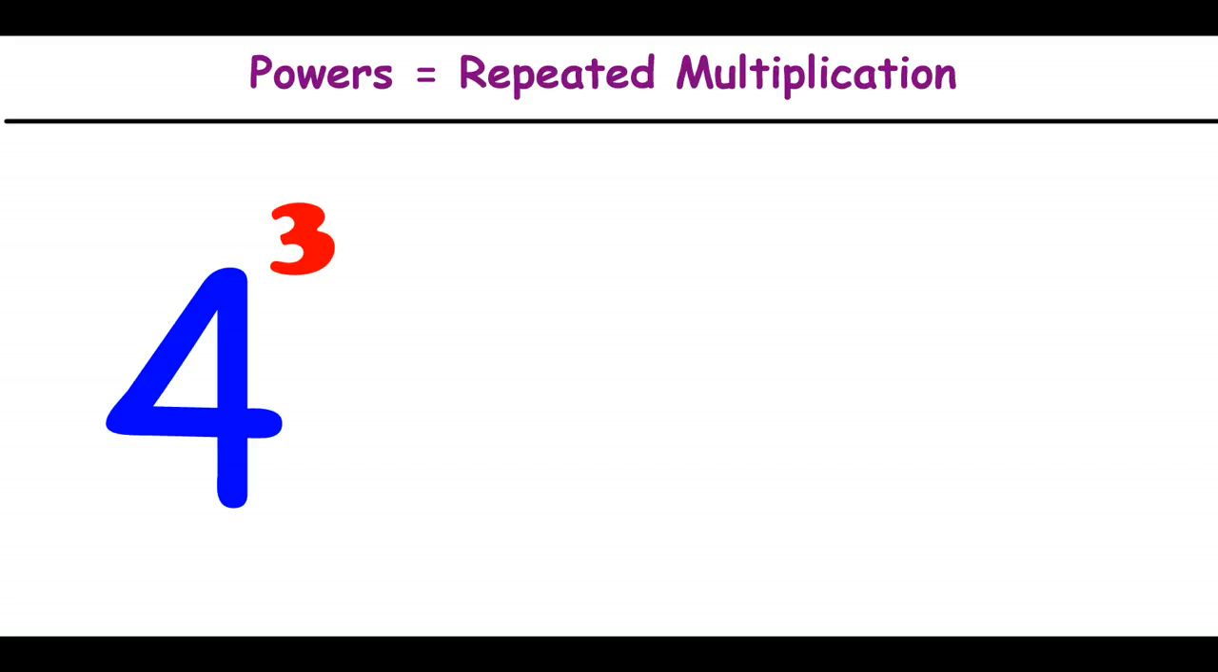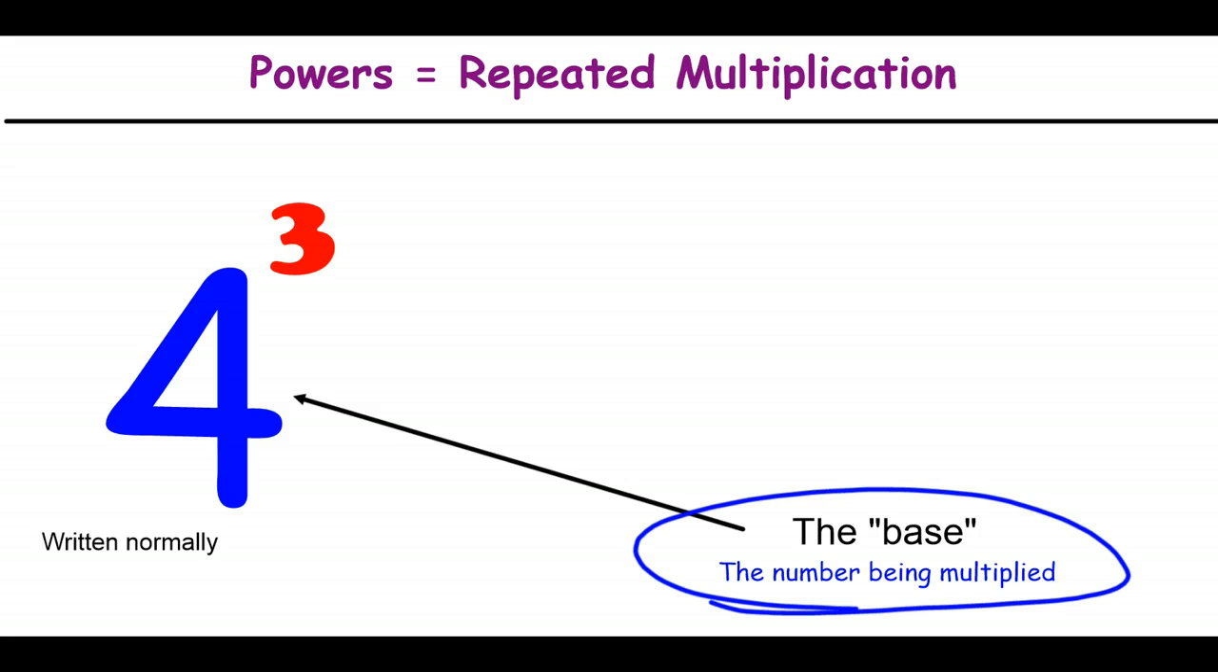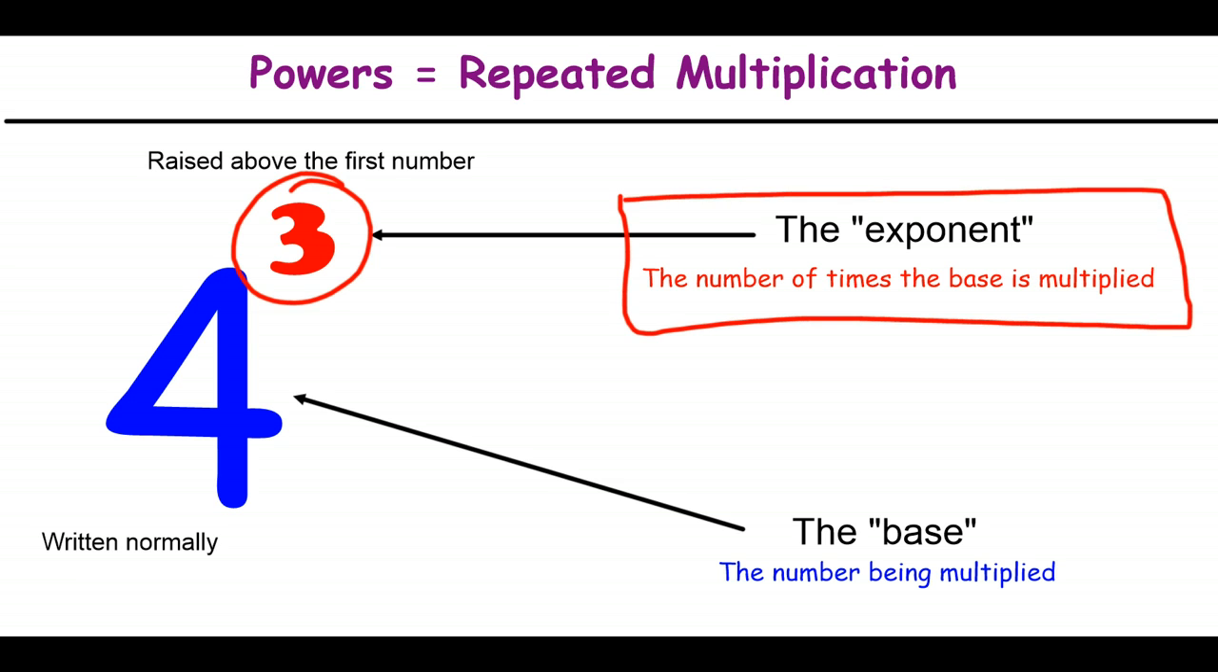And a power looks like this. We have one number in blue, which is written normally, and is written sort of on the line that we normally write it on, and that's called the base. The number being multiplied is called the base. So in this case, we're multiplying 4 by itself some number of times. And we know how many times we're multiplying 4 by itself because we use this thing called the exponent, which is raised up above the first number. And the exponent tells us the number of times that the base 4 is being multiplied.